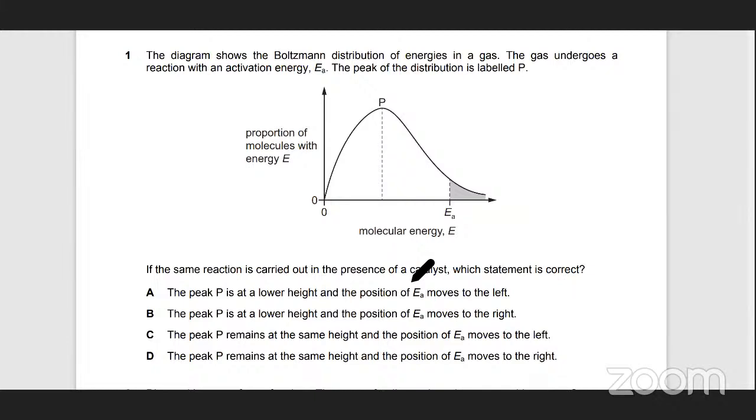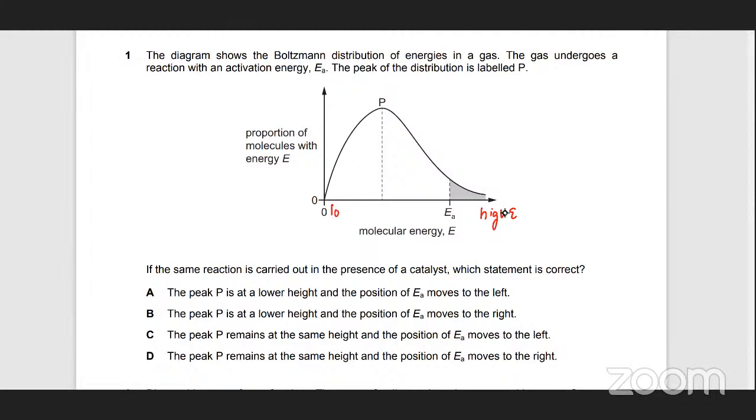Now the question is: the diagram shows the Boltzmann distribution of energies in a gas. The gas undergoes a reaction with an activation energy EA. The peak of the distribution is labeled P. If the same reaction is carried out in the presence of a catalyst, which statement is correct? What's going to happen is, this is the energy axis. So at high energy, the number of particles are very few.